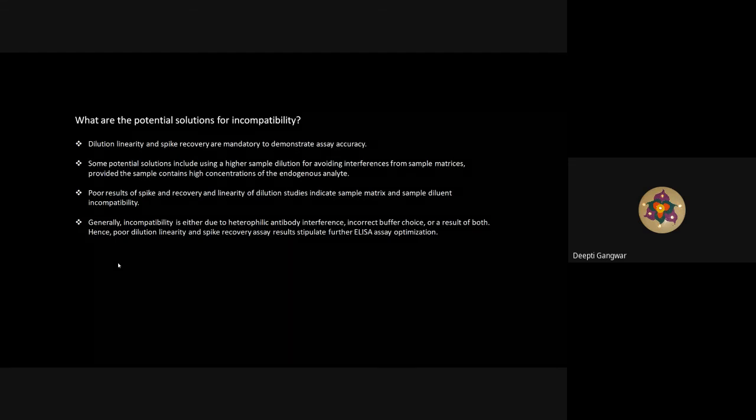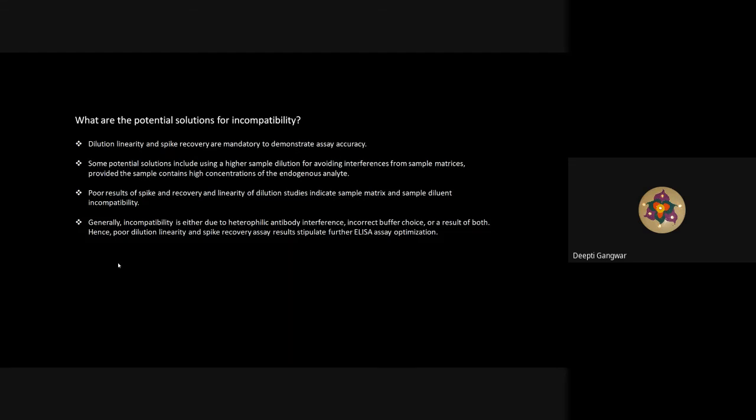Next, what if this doesn't happen? Say I'm not able to get a recovery between 80 to 120%, then what am I supposed to do next? First, I will have to understand what the potential interferences could be. Potential interferences could be due to your buffers, or another antibody which could be present in your sample, or your own molecule of interest, which is somewhere interfering with the actual quantification of your HCPs.